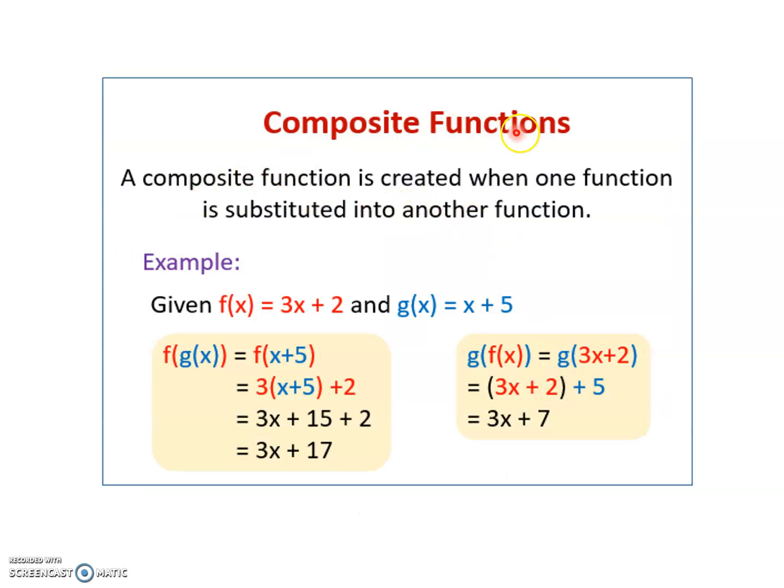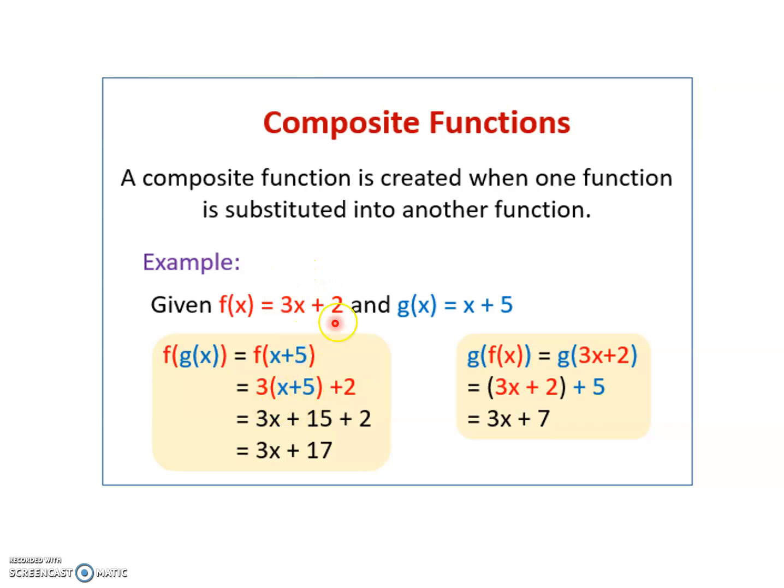Now composite function. A composite function is created when one function is substituted into another function. That is a very important combination of two functions. What is it defined as? Let us check by example. Given f of x is equal to 3x plus 2 and g of x is equal to x plus 5. We have to take f in bracket g of x, which is f in bracket x plus 5. So instead of x, we have to take the x plus 5 from g of x.